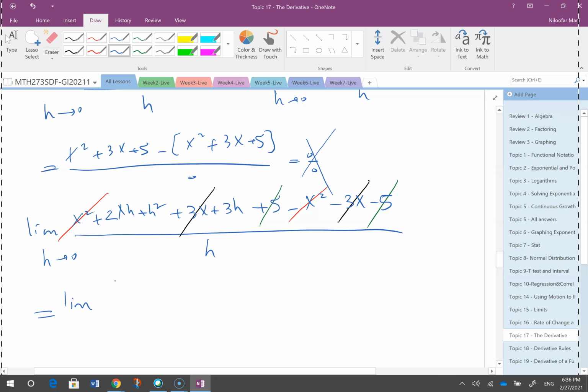See, I cancel those. Now I am able to factor h. Try to understand: after you cancel, the next step is factoring h, and then you can cancel top and bottom, and then you remove the 0 over 0. You remove that problem.